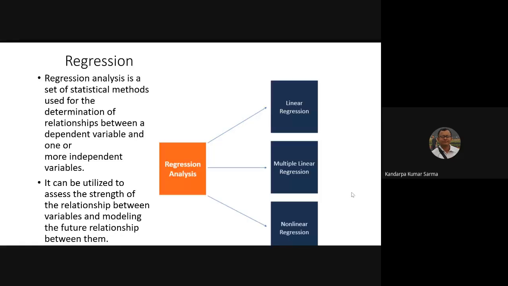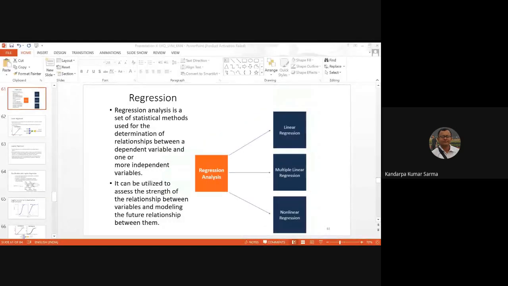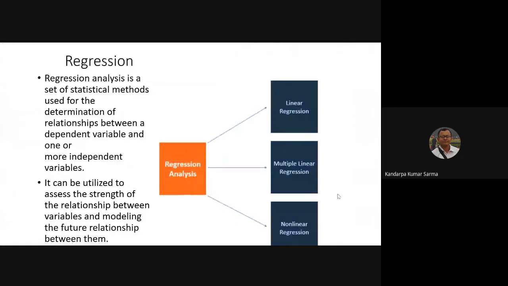Regression we can define to be a set of statistical techniques, methods used for determination of the relationship between a dependent variable and one or more independent variables. So we can use regression to determine the relationship between variables and model the future relationship between them. Regression can be of three main types. One is linear regression, the second is non-linear regression, and between them there can be multiple linear regression too.